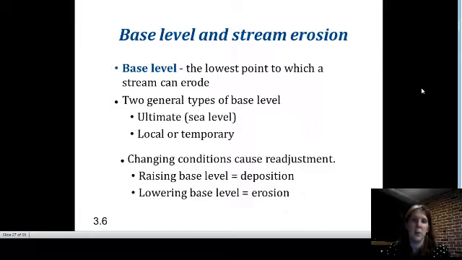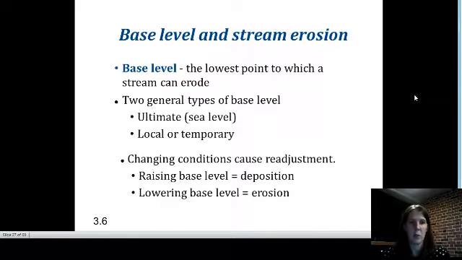Base level and stream erosion. Base level is the lowest point to which a stream can erode. There are two types of base level. There is the ultimate, or sea level. Basically, a stream can never erode below sea level because it's the lowest continental point on the planet. Everything discharges into the ocean. If you erode down below sea level, it actually starts to accumulate sediment until it builds back up to or above sea level and discharges down again. So you will never be below sea level.